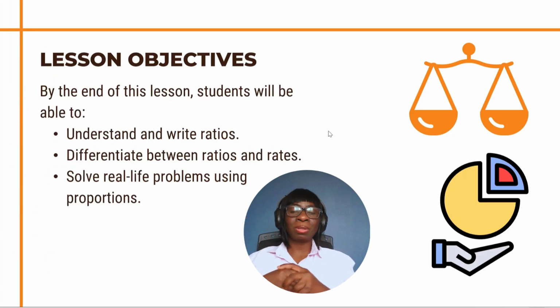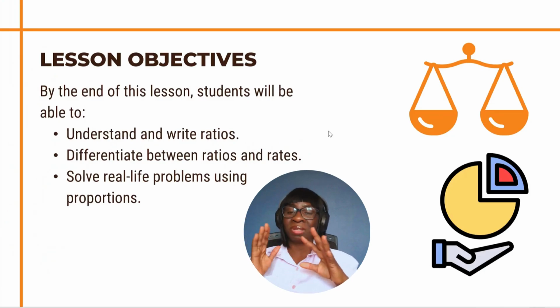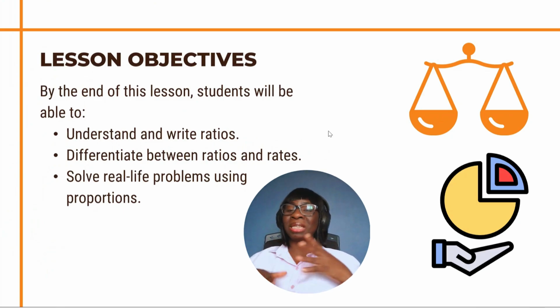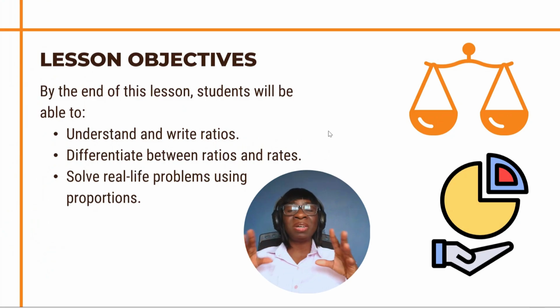So let's talk about the lesson objective. By the end of this lesson, you will be able to understand and write ratios. You already know how to write ratios, and that is good. That is a great job. And then you'll be able to differentiate between ratios and rates. And also you'll be able to solve real life problems using proportion.